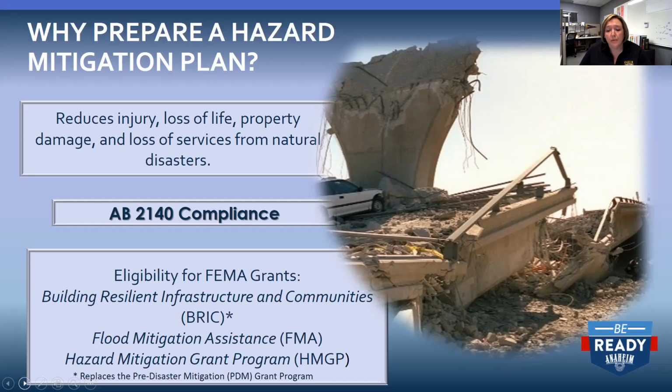AB 2140 compliance. AB 2140 is the California legislation that requires a city to have a hazard mitigation plan to apply for some of our grants from the Federal Emergency Management Agency that are used to help further improve our preparedness in the city. This also requires we have this plan in place to incorporate these hazards in this assessment and this information into the city's general plan, the more comprehensive long-term blueprint for Anaheim's growth and development.